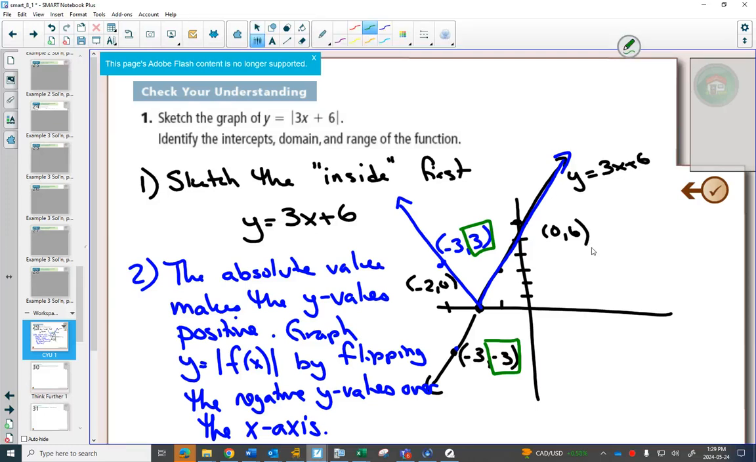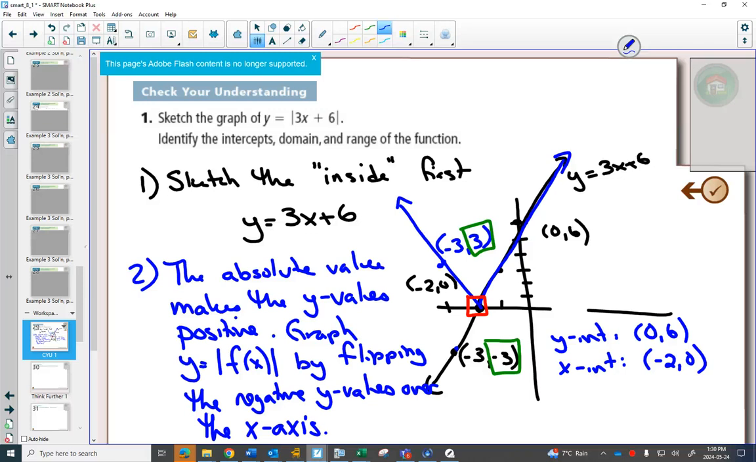Now, for the blue graph, it says identify the intercepts. Well, oops, that's not blue. My y-intercept is (0, 6). My x-intercept was (-2, 0). The x-intercept is going to be a very important point, because that's where you're going to get the sharp, pointy part of your graph when you flip it over. 0 is the smallest you can get before the absolute value changes something.